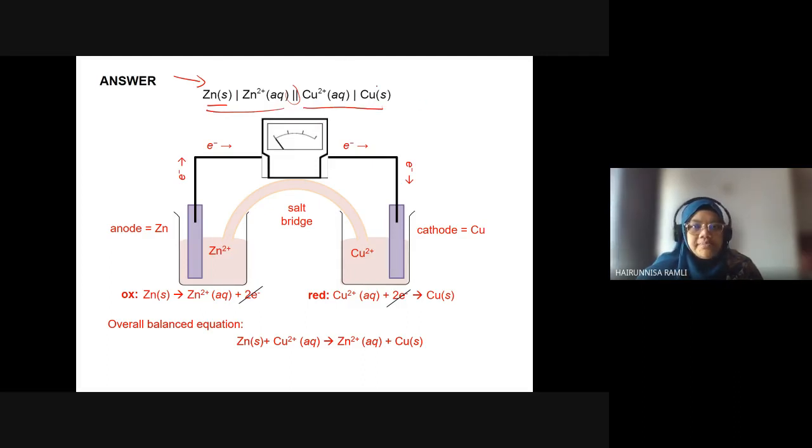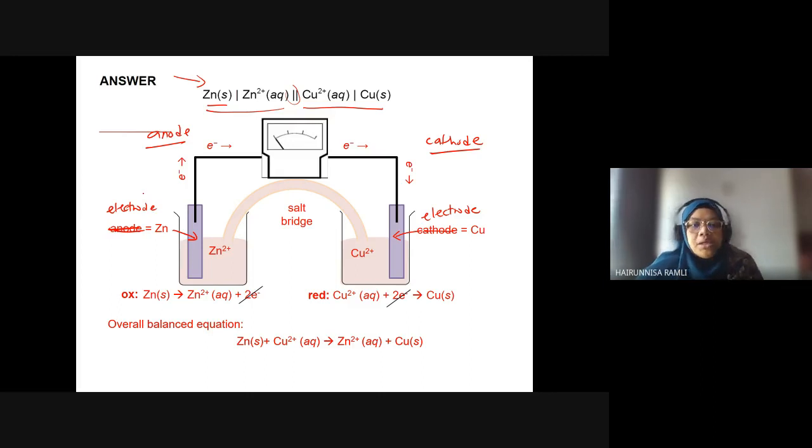So in this case, you can use zinc solid and Cu solid both as the electrode lah. Okay, so maknanya kat sini ni copper ni electrode dia. For me, bukan label as cathode, label as electrode. So you can just label here cathode. So ini you label anode. Okay, lebih tepat lah for me. Ini kat anode lah. Electrode.